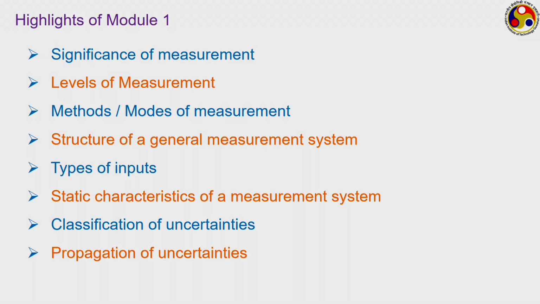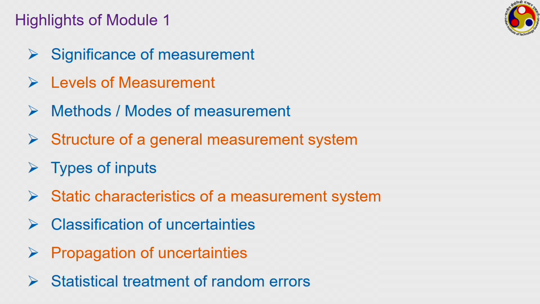We have talked about the classification of uncertainties and how to deal with the propagation of uncertainties. And finally, we have discussed different statistical treatments to get an idea about the possible magnitude of random errors that can be present in our final measurement reading. So, that is the end of the first module.